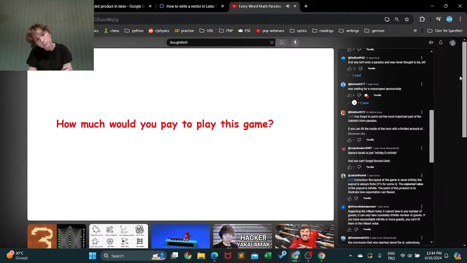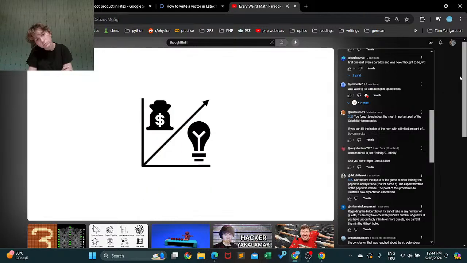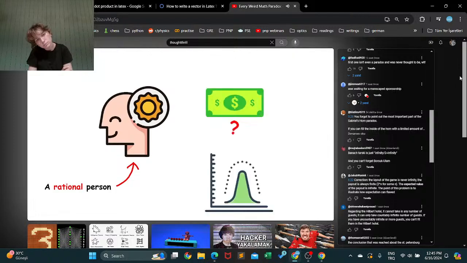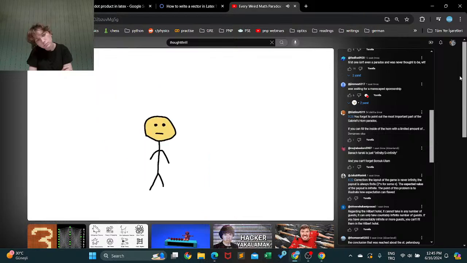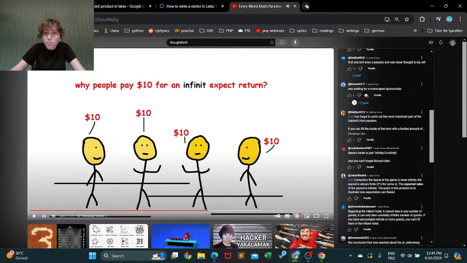Now, how much would you pay to play this game? Pick a number in your head. It's more fun than if you just skip ahead. Based on the expected value theory, a rational person should be willing to pay any price for a ticket in this game. After all, there's a small probability that the coin will land on tails so many times in a row that the payout is infinity, and anything times infinity is infinity. In reality, however, people are rarely willing to pay more than $10.02. This is the St. Petersburg paradox. Why are people only willing to pay $10 for a game which has infinite expected value?